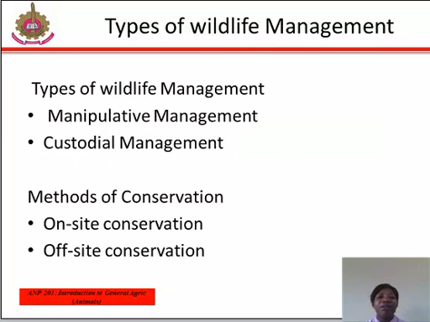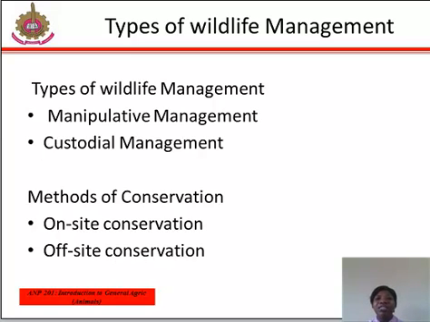So we have types of wildlife management, which include manipulative management and custodial management. Manipulative management is the method that acts on population by either changing numbers by direct means or influencing numbers by indirect means of altering food supply, habitat, density of predators, or prevalence of disease.